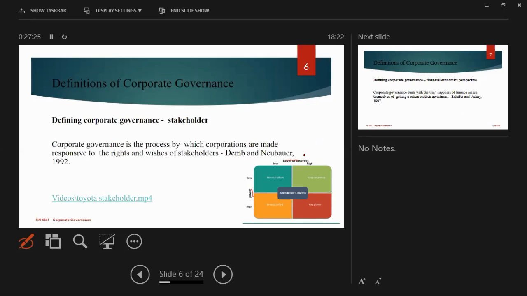Depending on the interest and the power, you have to categorize your stakeholders. Who are the key players? Who are to give the minimum effort? Who are to keep satisfied? Who are to keep informed? Likewise, for all the stakeholders, treating everyone equally is not possible.